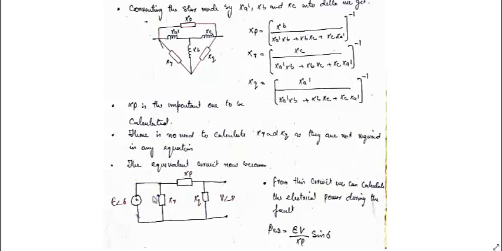The equivalent of the circuit now becomes like this. From this circuit we can calculate the electrical power during the fault. That PE2 will be equal to EV by XP into sine of delta. There is no part to play by XR and XQ. That's why they are not to be calculated.